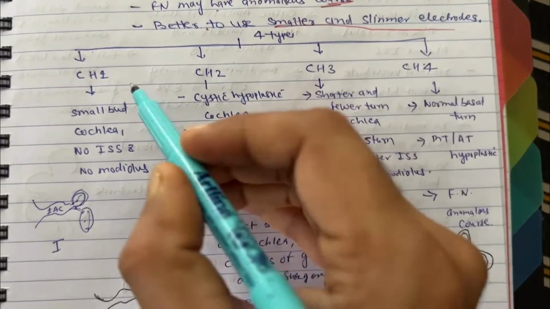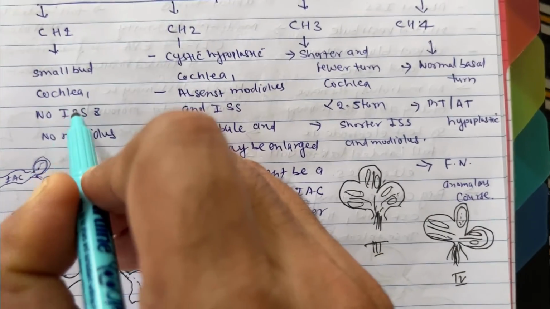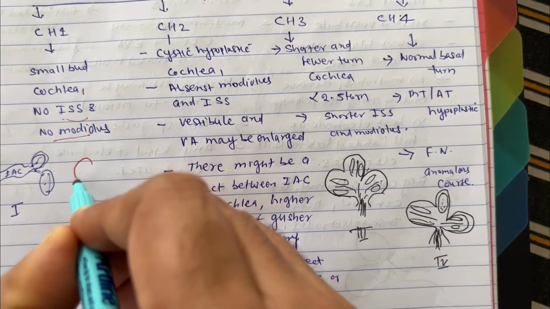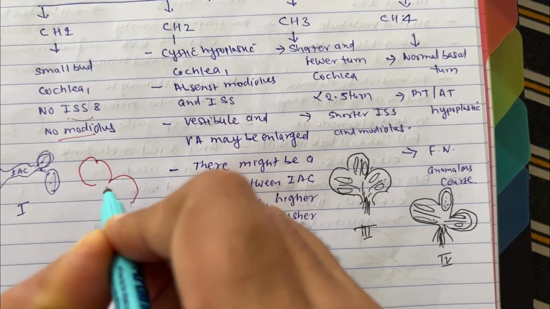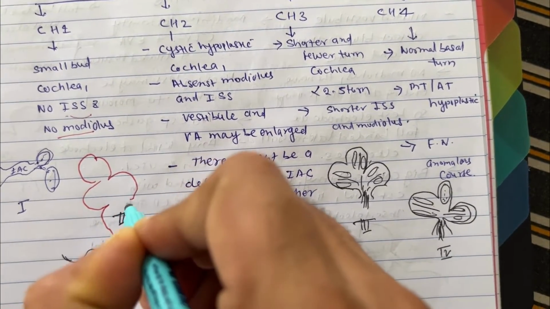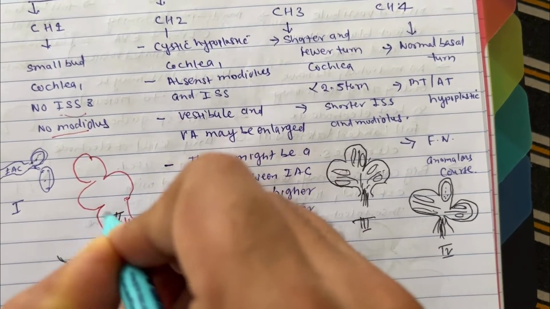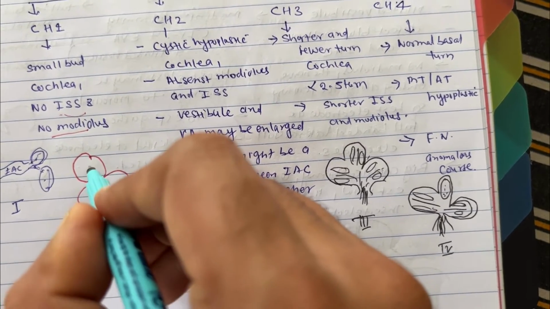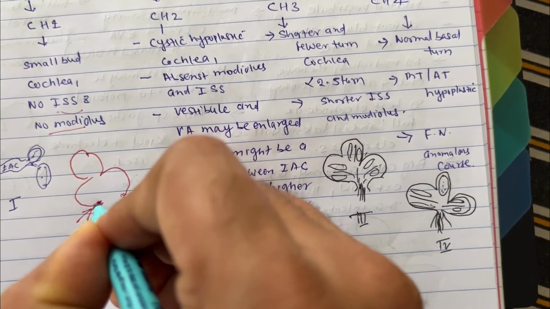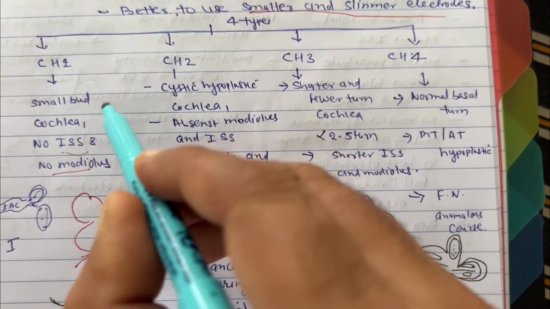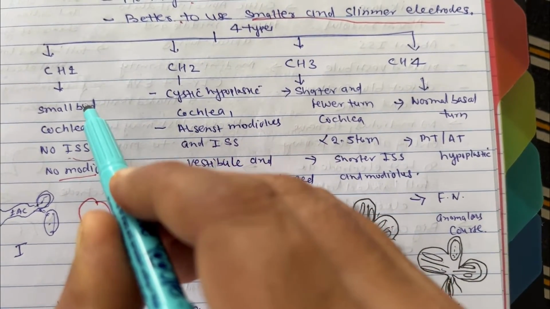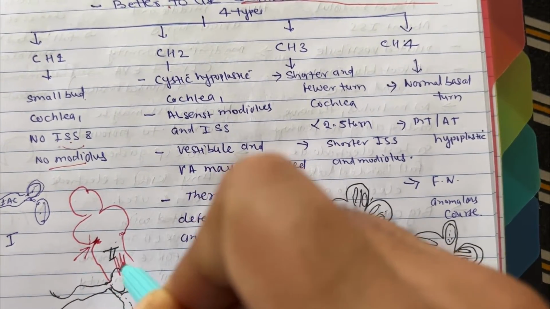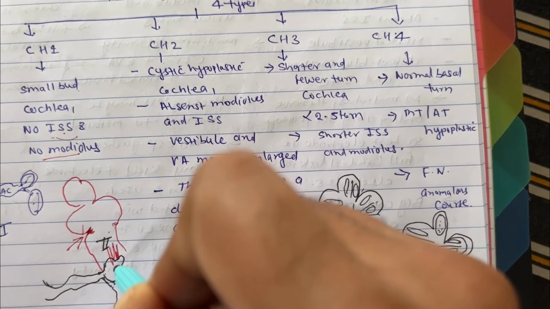In the first, there is a small bud-like cochlea. There is no interscalar septum or modiolus. What is the interscalar septum? This is the apical turn, this is the middle turn, and this is the basal turn. This is the modiolus around which the turns take place. Between the turns, like apical and middle, there is a septum called the interscalar septum. So in cochlear hypoplasia type 1, there is a small bud cochlea, and both the modiolus and interscalar septum are absent. It is a bud-like cochlea.